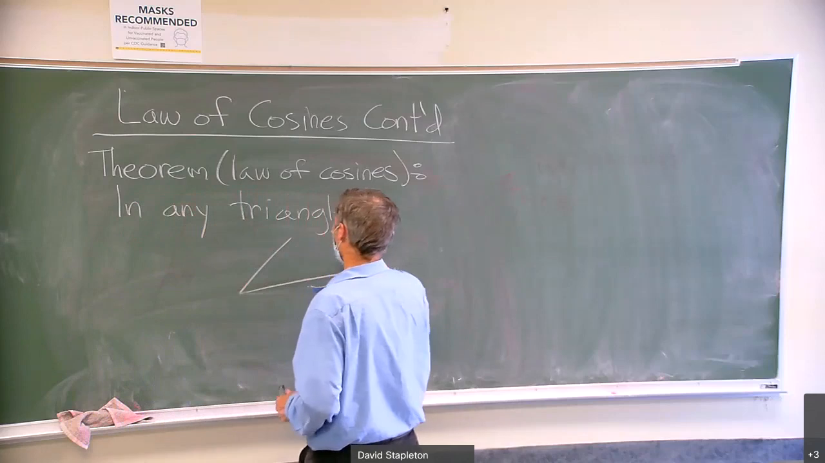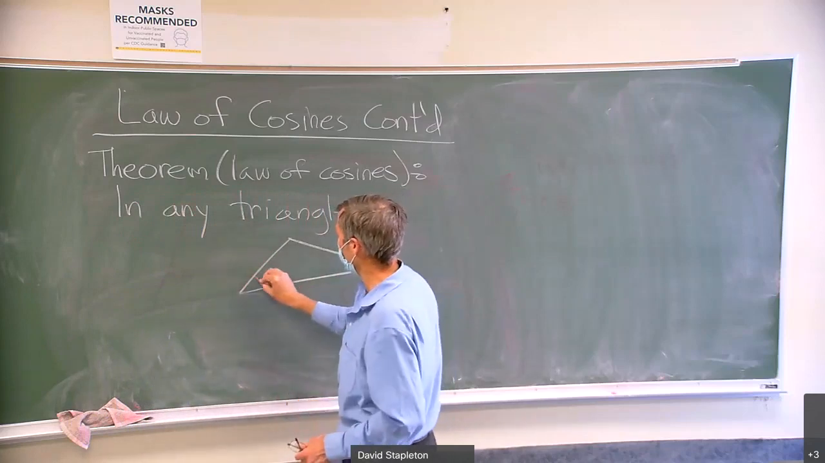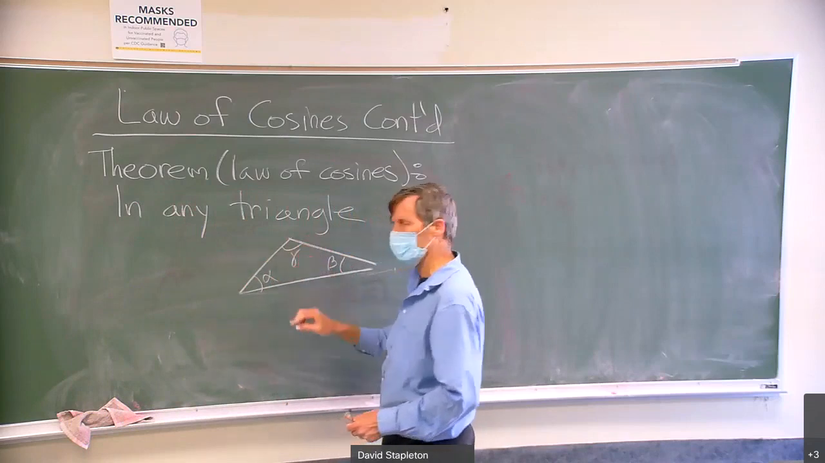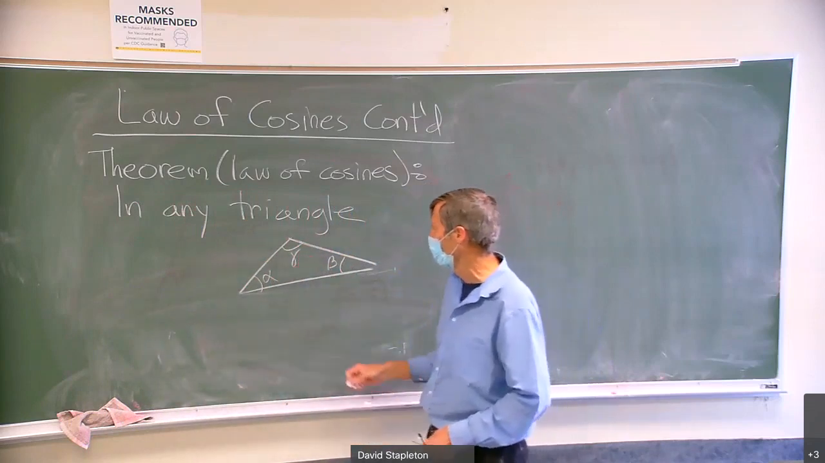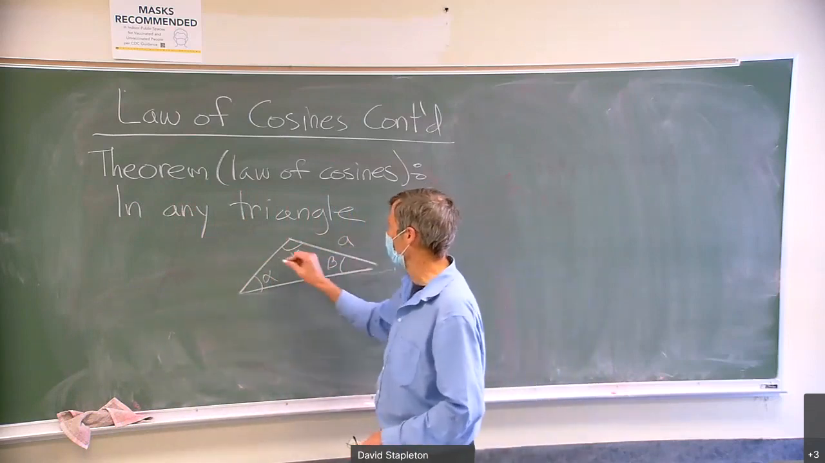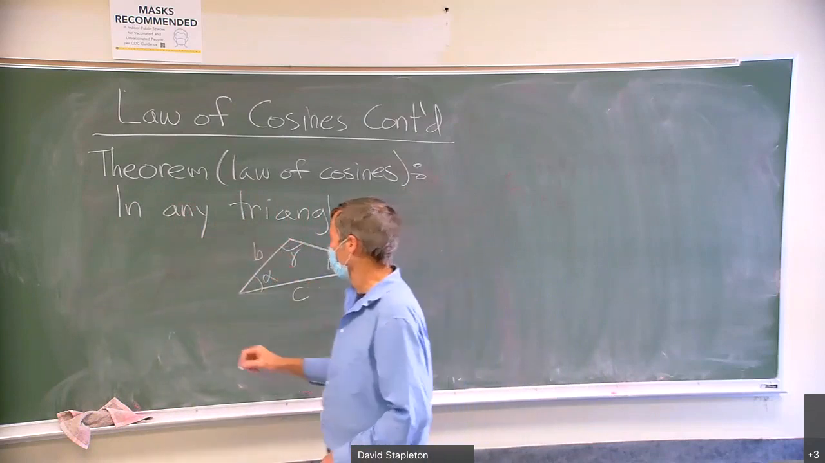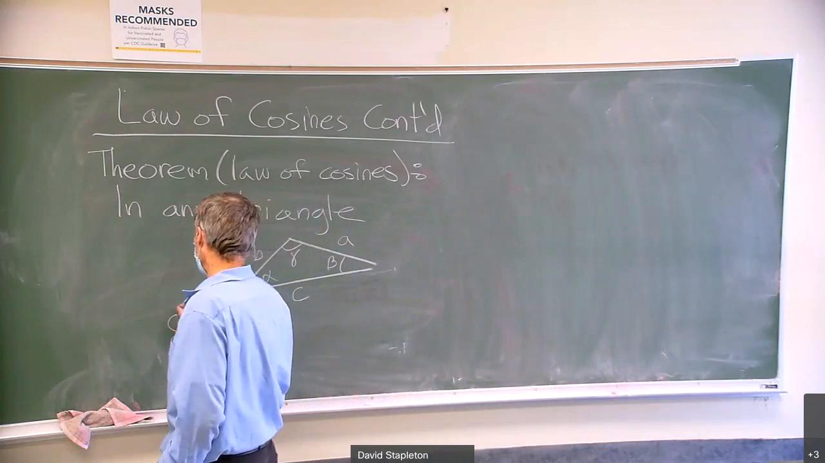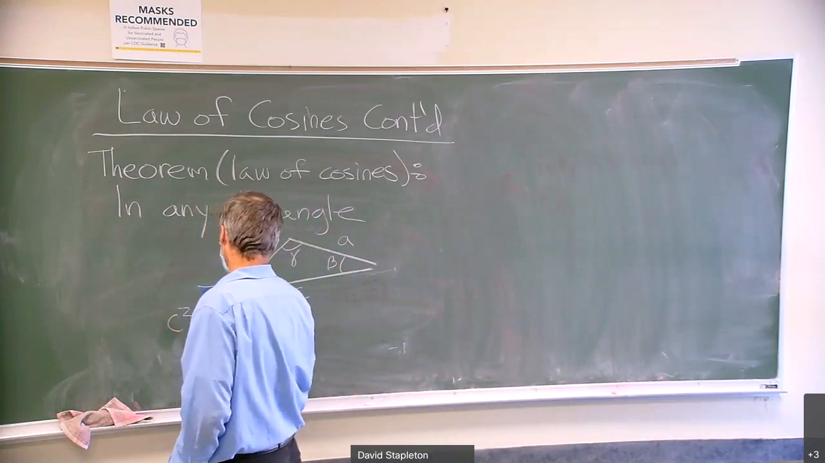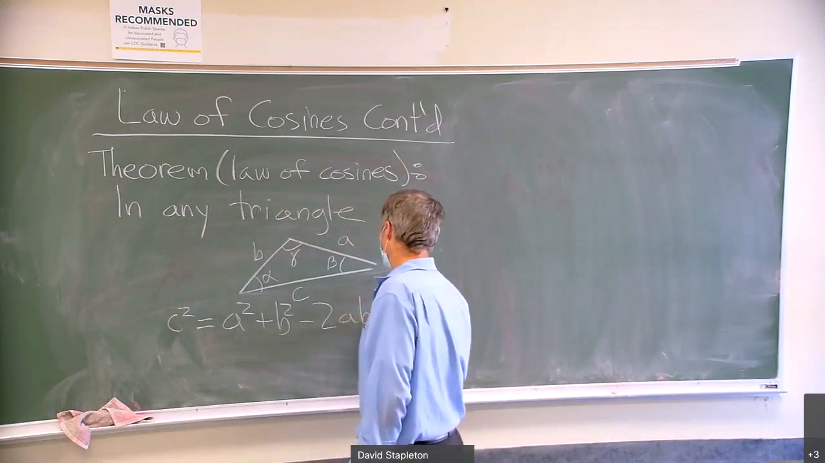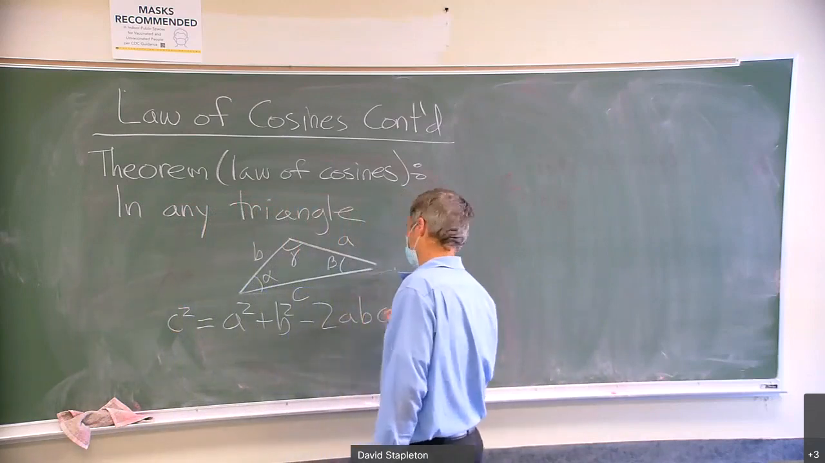marked in our usual way, we'll call one of the angles alpha, one of the angles beta, and one of the angles gamma. It doesn't say which one is which since it's not a right triangle. Opposite alpha, we put A. Opposite beta, we put B. Opposite gamma, we put C. It turns out that C squared equals A squared plus B squared minus 2AB cosine gamma.